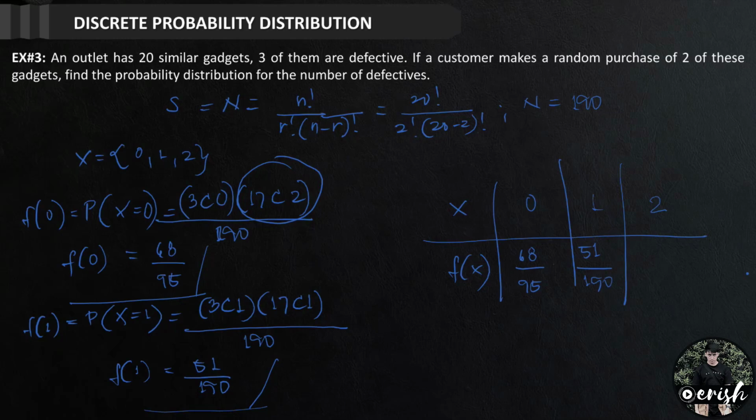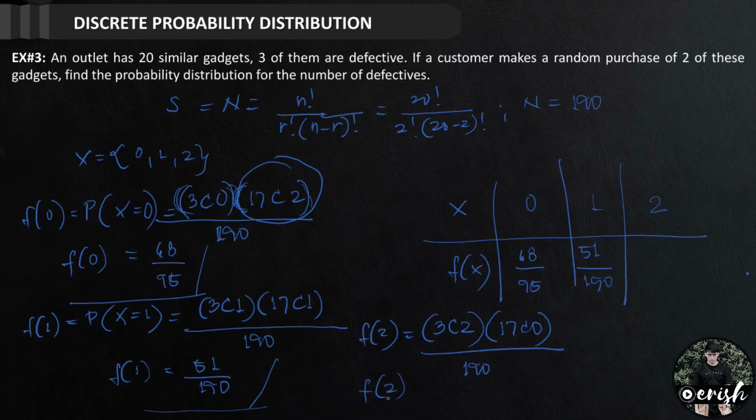51 over 190. And lastly, for the probability of random variable natin na 2, we have f of 2. This is equal to 2 ang mapipili sa defective. So, this is 3C2. Combination principle pa din tayo. And 17C0. Walang mapipili sa hindi defective. So, mapapansin natin, pinagmamultiply ulit natin. Pinagmamultiply pa din natin kasi sa selection, 2 ang pipiliin natin. Gagamitan pa rin natin siya nung principle ng and at saka or. Hindi naman sinabing pipili ng gadget or a gadget. Ang gagawin dito is 2 selection, gadget and a gadget.